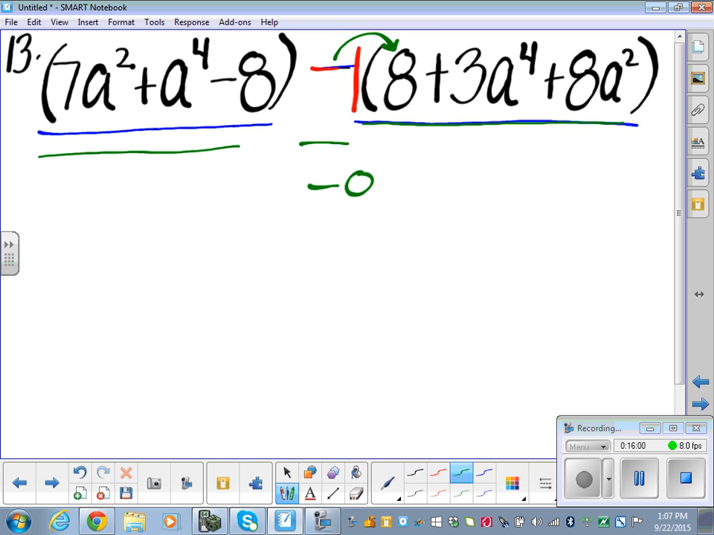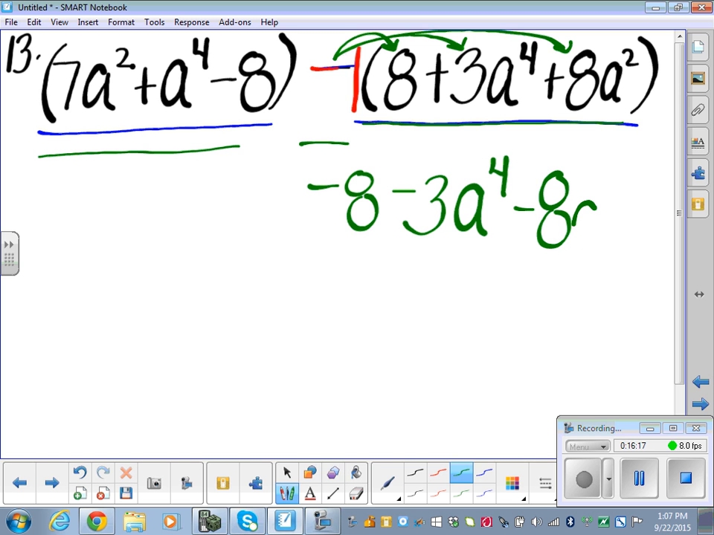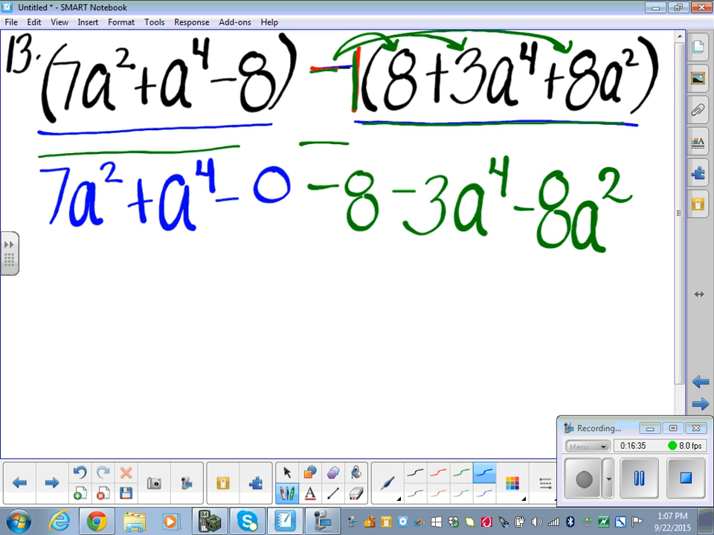-1 times 8 is -8. -1 times 3a to the 4th is -3a to the 4th. And then we have -1 times 8a squared, so that would be -8a squared. Now we've distributed our -1 through, we're all set. So now we're going to drop down this front polynomial. We still have 7a squared plus a to the 4th minus 8.